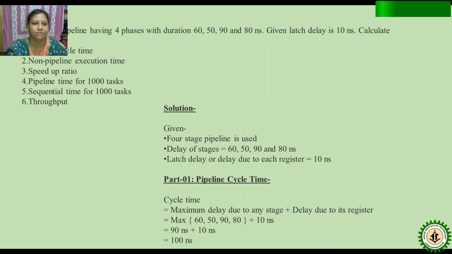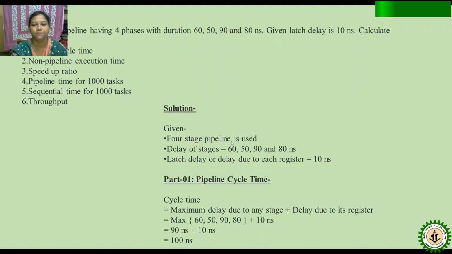Now another question. Consider a pipeline having 4 phases with durations 60, 50, 90 and 80, given the latch delay 10. Now calculate, there are again 5 to 6 questions. What is the pipeline cycle time? What is the non-pipeline execution time? Speed up ratio, pipeline time for 1,000 tasks, sequential time for 1,000 tasks, and finally the throughput. These are the 6 questions.